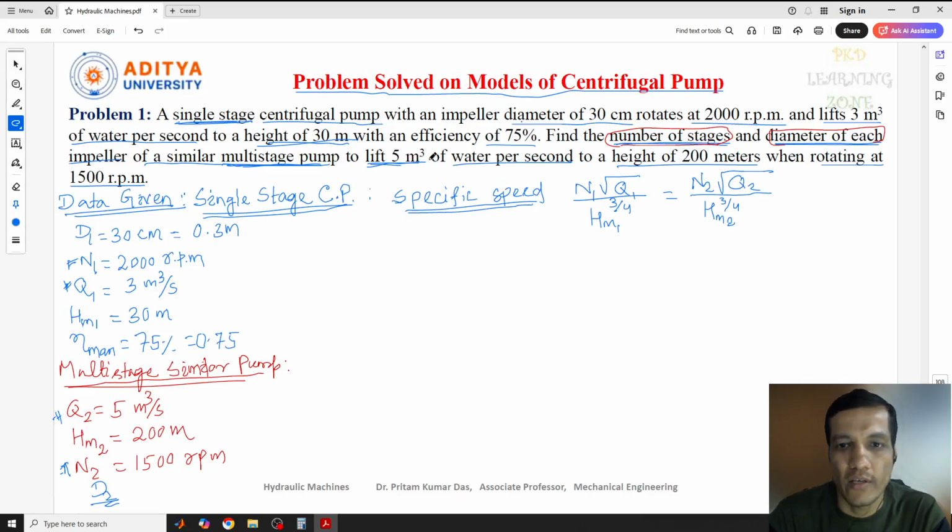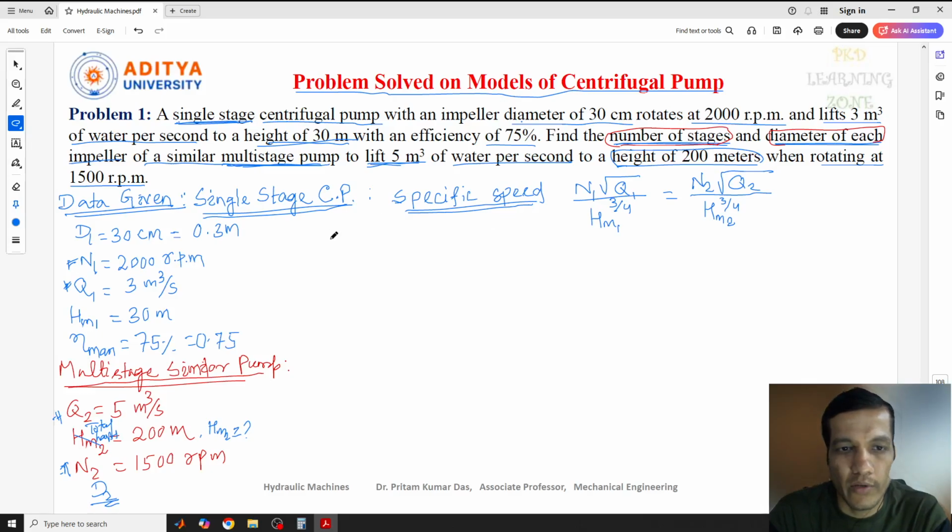Here, if you see, the total height, the water lifted to a height of 200 meter, is the total height, not the hm2. This is actually the total height, 200 meter. Now we need to find out the height per stage. For this stage, what is the height? That means hm2 needs to be calculated. Now hm2 is not given; everything is known to us except hm2.